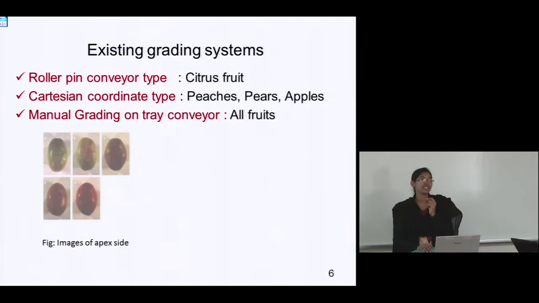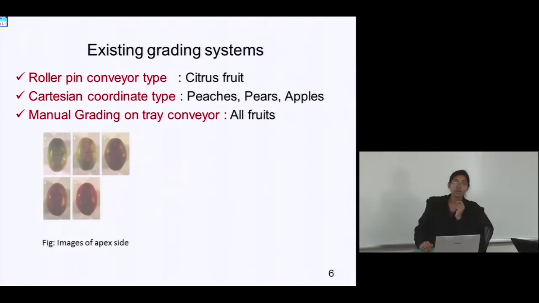After that, the existing grading systems. There are three types of grading systems. At first, the roller pin conveyor type grading system, which is used for citrus fruit, and the Cartesian coordinate type robot, which is used for peas, pears and apples. And last, manual grading on tray conveyor, which is used for all types of fruits. The first two types extract information from the six side images, and among these the apex side image is most important. This is the view of the apex side image.